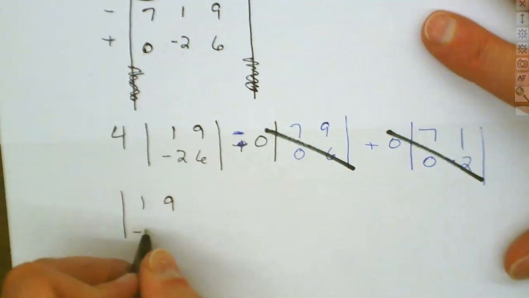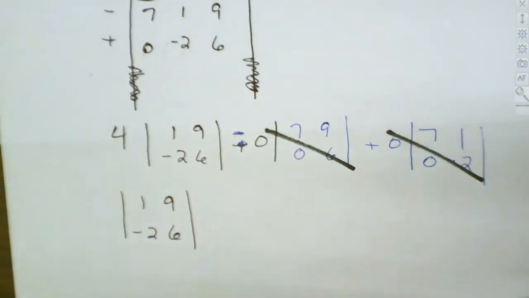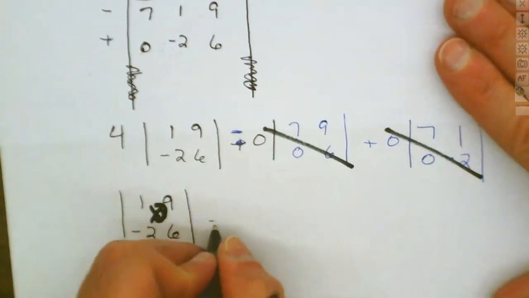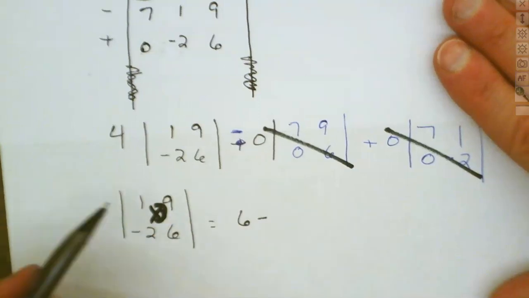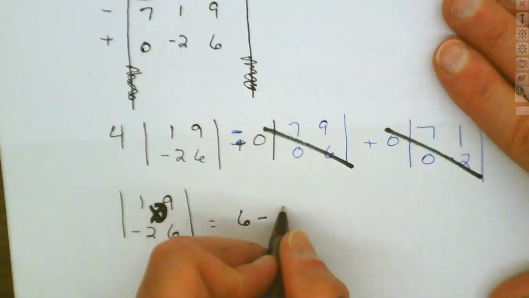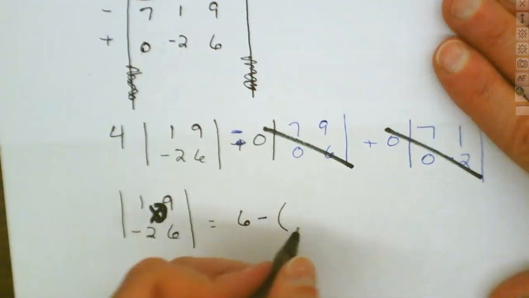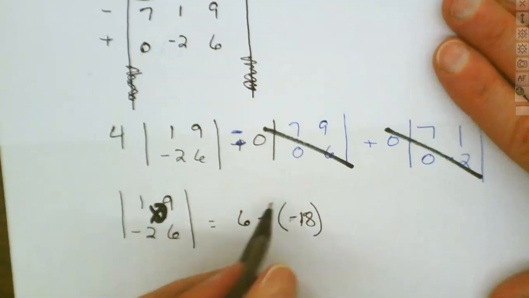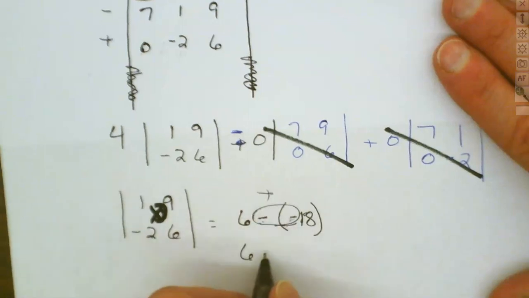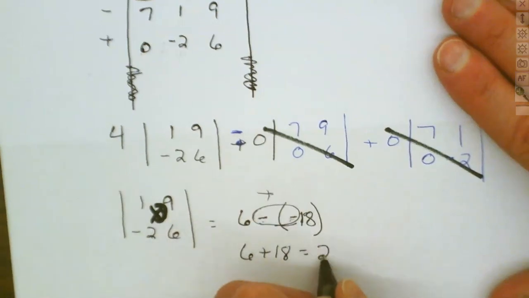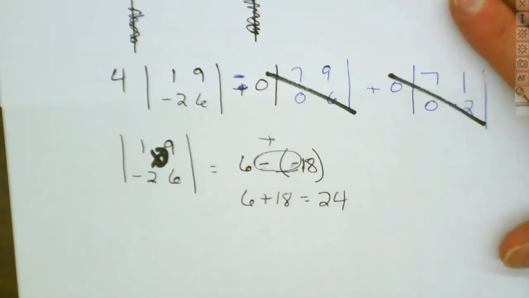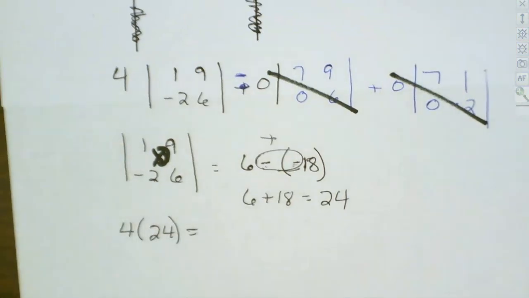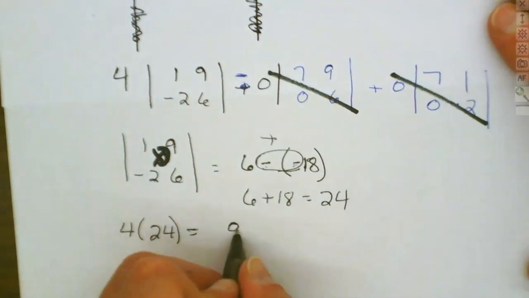1, 9 minus 2, 6. Cross here. 1 times 6, that's a 6 minus, watch your signs, negative 2 times 9, that's negative 18. Again, be very careful of the signs. Double negative makes it a positive. So 6 plus 18, that's a 24. What's our answer going to be? It's going to be 4 times 24, which is then what? 96. And that's it. That's all you have to do.